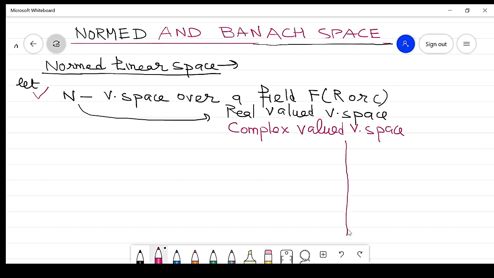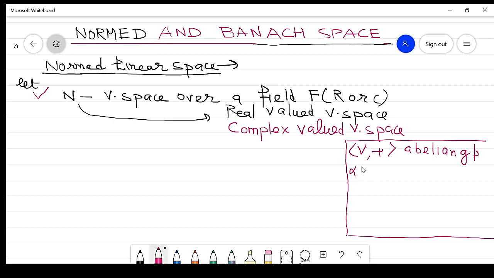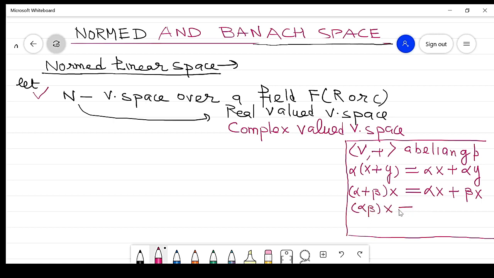Now we know the definition, we know the properties of vector space, so I revise it again. Property number 1: V plus should be an abelian group. It means V is an additive abelian group. Property number 2: alpha (x plus y) is equal to alpha x plus alpha y. Property number 3: (alpha plus beta) x is equal to alpha x plus beta x. Next, (alpha beta) x is equal to alpha (beta x), right? Next, 1 into x is equal to x.